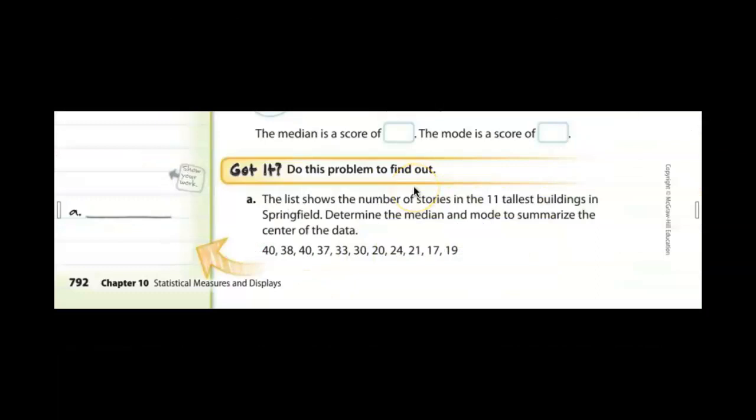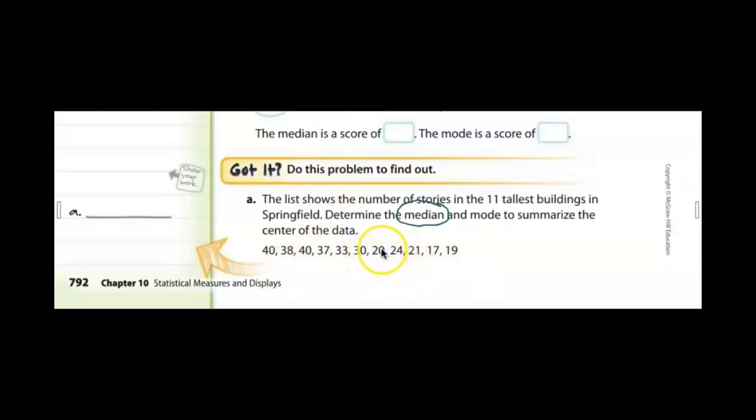Okay, we're going to do an example together. At the bottom of page 792, A says the list shows the number of stories in 11 tallest buildings in Springfield. Determine the median and the mode to summarize the center of data. So we're going to do the median first, so I'm going to circle median. The very first step when you have a list of a bunch of random numbers is to put them in order least to greatest.